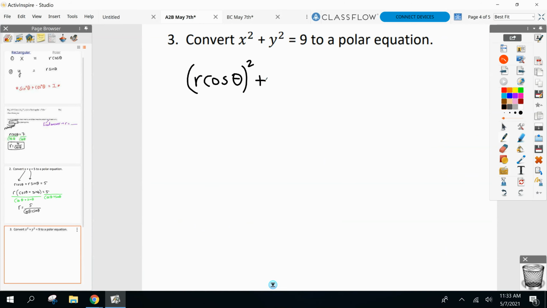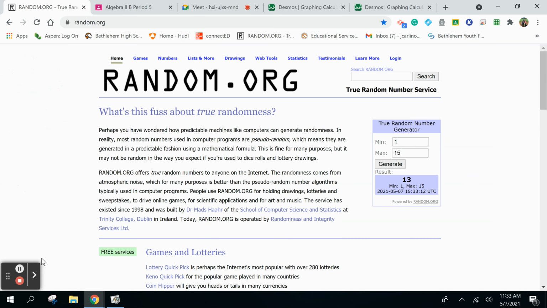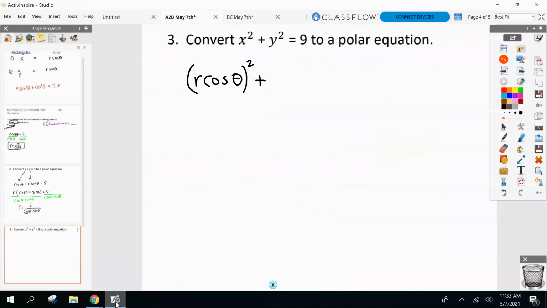Plus, what's getting substituted in for Y? Colin, back to you. What's getting substituted in for Y? R sine theta squared. Yep, make sure we get parentheses around it and square the parentheses. Equals 9. And I'll stop there for everybody to catch up. That's just the substitution part. Now comes the algebra, getting R by itself.